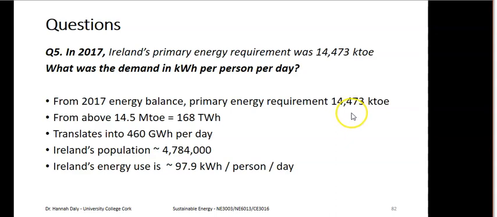We can use the unit converter to see that this 14.473 is about 14.5 million tons of oil equivalent. That's equal to 168 terawatt hours. If we divide that by 365, we get to 460 gigawatt hours per day. Divide that by the number of people, 4.8 million, we get to about 100 kilowatt hours per person per day. So that's pretty interesting. In the last quiz, we saw that a kettle boiling for 1 hour is 1 kilowatt hour. So we use the equivalent of a kettle boiling for 100 hours each day. Or you could also see maybe a 10 watt light bulb, so 100 10 watt light bulbs burning for 100 hours a day, to give you a sense of that.